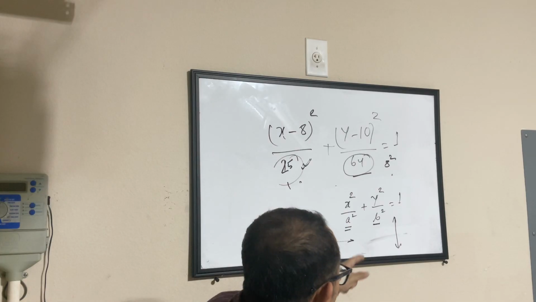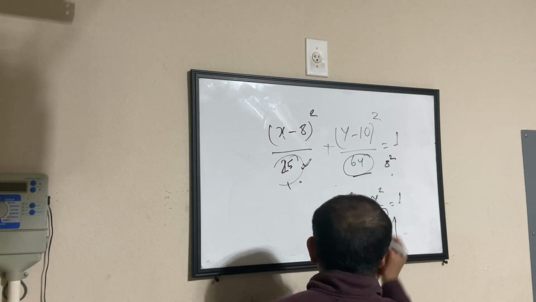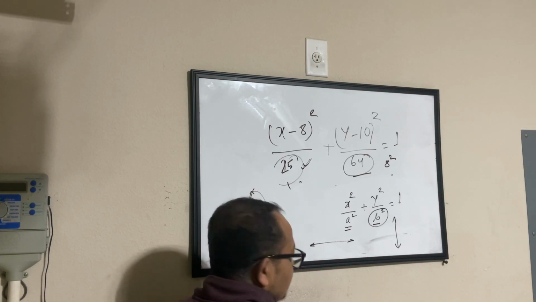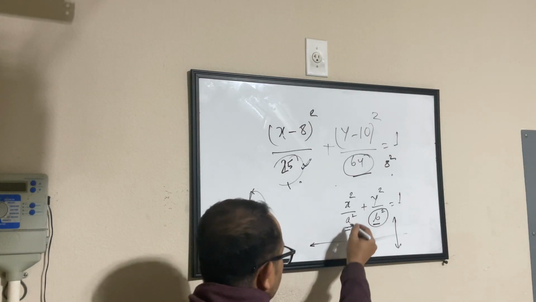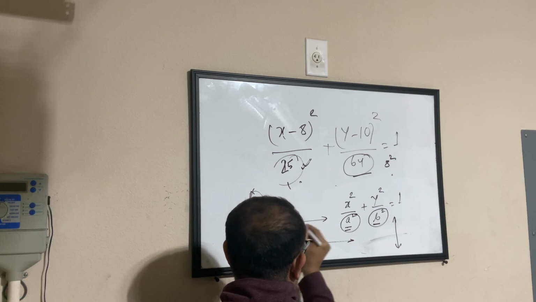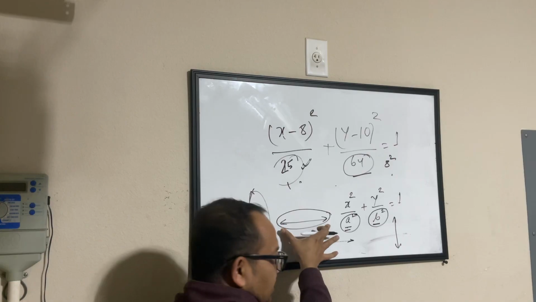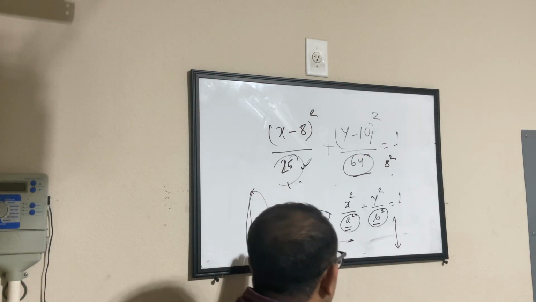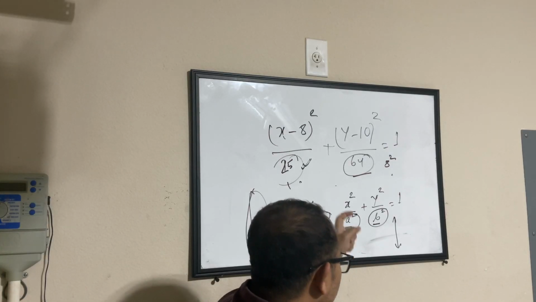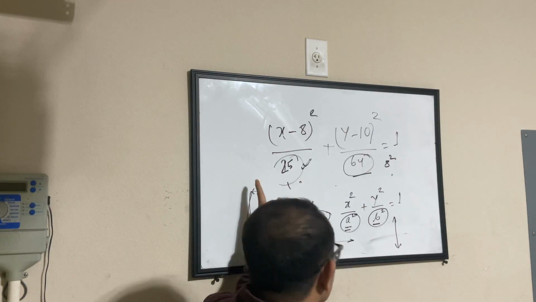Okay. So you will see which one is more. If this one is more, meaning it's a tall and slim one. If this one is more, meaning your ellipse is expanded along the x-axis. So basically, if the x term is more, it's horizontal. If the y term is more, it's vertical.